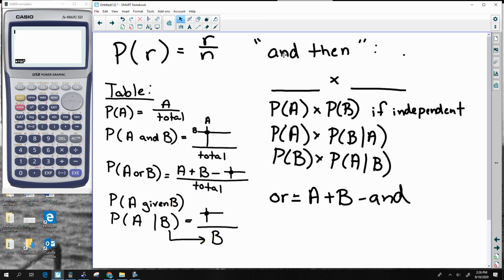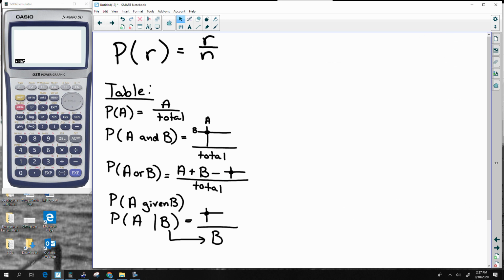So we will not see any of these and then problems today. Not to say that they're not important, but we are not going to see these today. We are just focusing purely on the table problems.